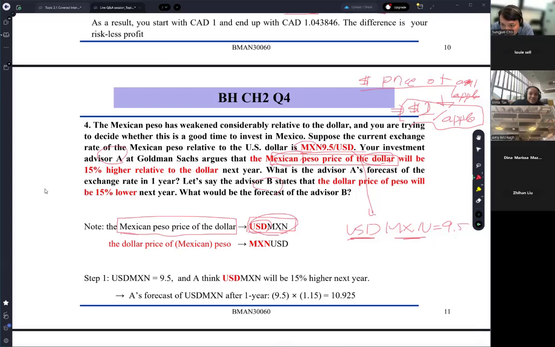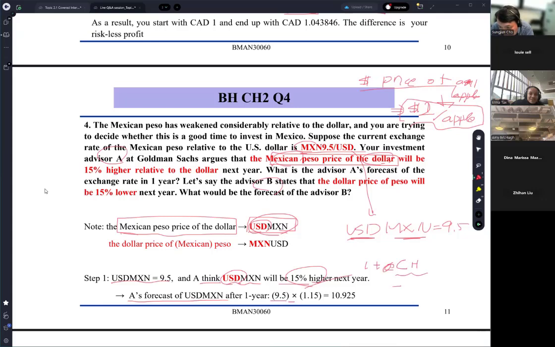So given USD MXN is 9.5, and I think USD MXN will be 15% higher. Dollar will be 15% higher. The currency in the denominator will be 15% higher. It means A's forecast of the USD MXN after 1 year is the 9.5 times, this is actually 1 plus change.